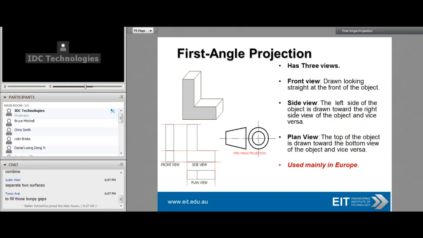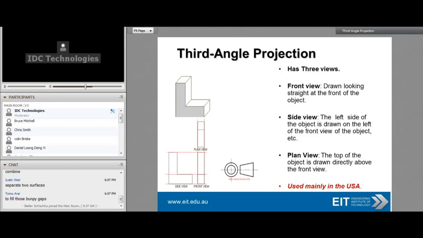Now, just to further complicate things, we have two systems that we use. The first system is called first angle projection, which is mainly used in Europe. And you can see here we've got front view, side view, and plan view. Similarly, in third angle projection, which our American friends favor, we've got three views as well. But look at the placement. We've got plan view on the top, front view below it, and side view.